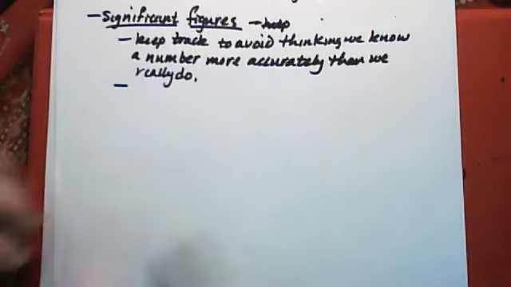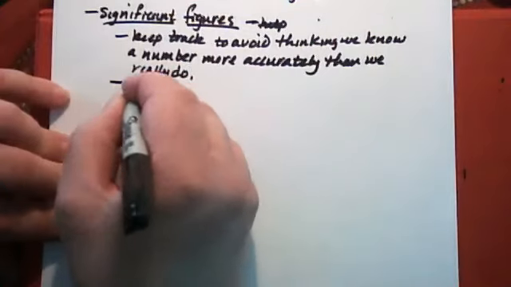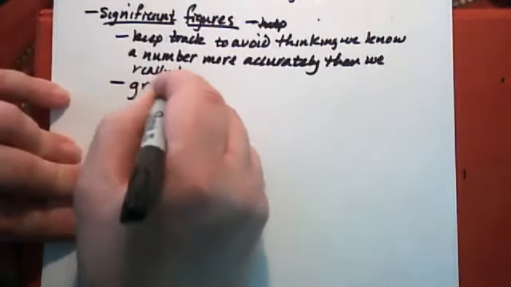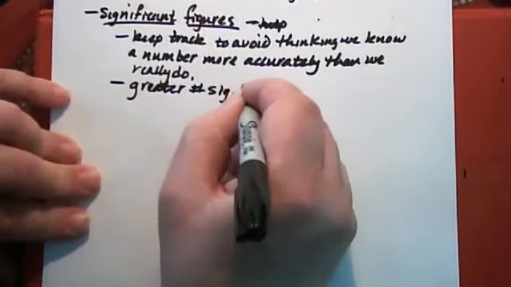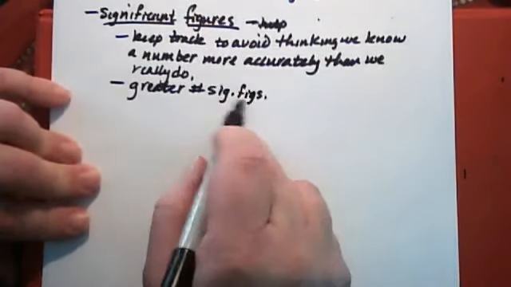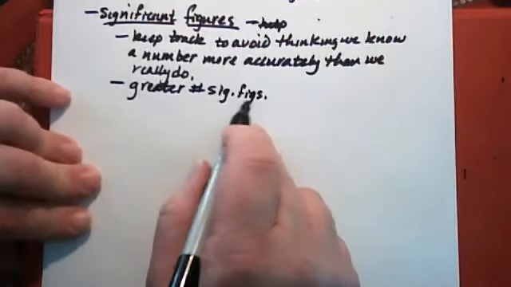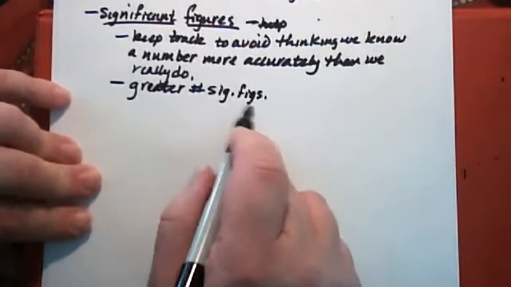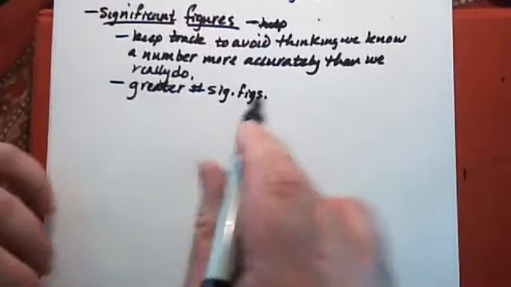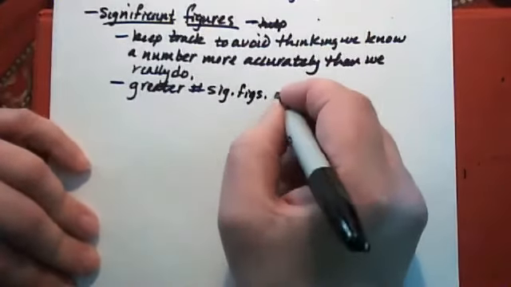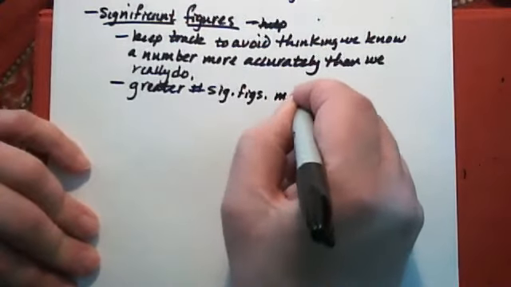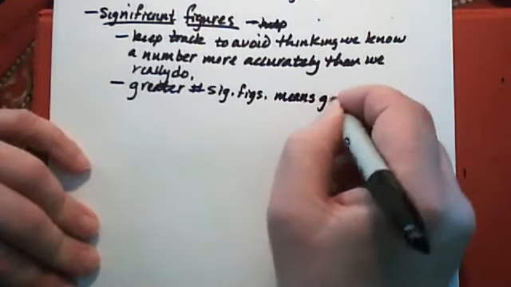So generally, when we're doing any kind of measurement or reporting any kind of number, the greater the number of the significant figures, and I'll start using this abbreviation right away because I use it all the time. Sig figs is a common abbreviation for significant figures, so don't be too confused when you see that. The greater number of significant figures generally means greater certainty.